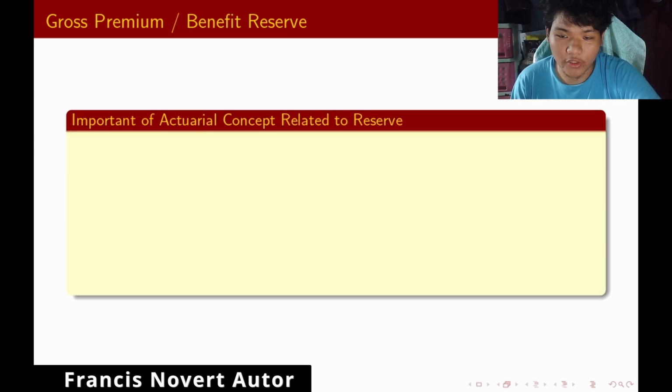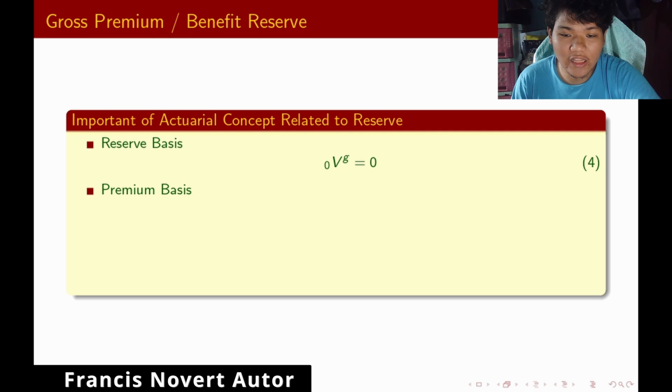Next, we will discuss the important actuarial concepts related to reserves: reserve basis, premium basis, negative reserves, expense reserves, and the deferred acquisition cost or DAC. First, the reserve basis. It refers to the assumptions such as mortality rates, interest rates, and expenses. It is used to calculate the gross premium or benefit reserves at any given time. Next, we have the premium basis. This consists of assumptions used for premium calculations. Ideally, the reserve basis and the premium basis should match, but in some cases, they may differ due to practical considerations.